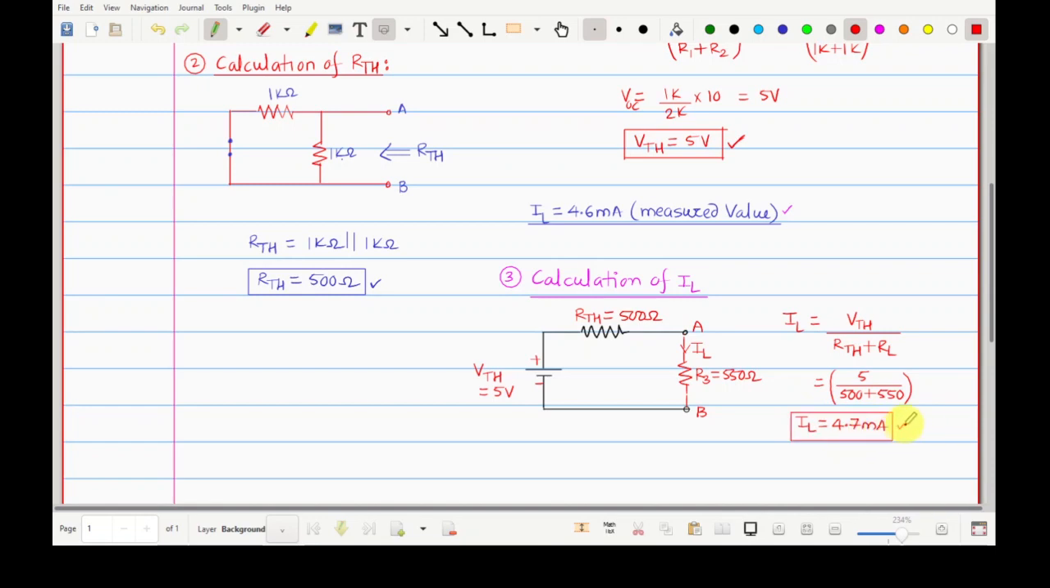What is the calculated value we are getting? 4.7 milliampere, and what was our measured value? It was 4.6 milliampere. From this you can verify that these two values are matching. This indicates that our calculated value and our measured value are approximately similar. So this indicates that Thevenin's theorem is verified. In this way you can find the current flowing through any branch of any electrical circuit by using Thevenin's theorem.